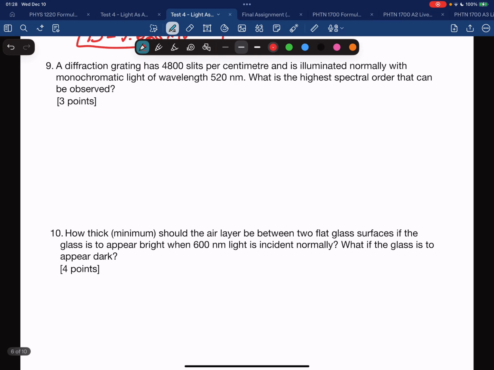Number 9. A diffraction grating has 4,800 slits per centimeter and is illuminated normally with monochromatic light of wavelength 520 nanometers. What is the highest spectral order that can be observed? So this is our diffraction grating question. So I will pull that equation out right here. Sine theta equals m lambda over d. We are going to be looking for m. So rearranging, multiply everything by d, divide everything by lambda. I get d sine theta over lambda.